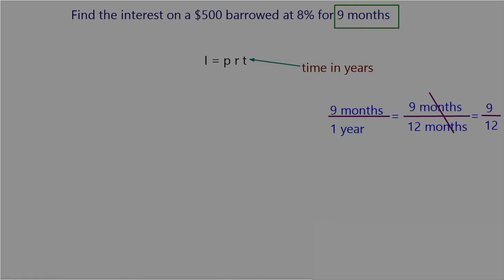We can now cancel the units since they are the same, and we get 9 over 12. 9 over 12 can be reduced as a fraction. The largest number that goes into 9 and 12 is 3. 9 divided by 3 equals 3, and 12 divided by 3 gives 4.